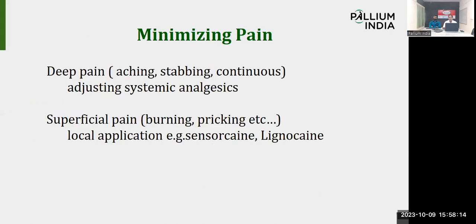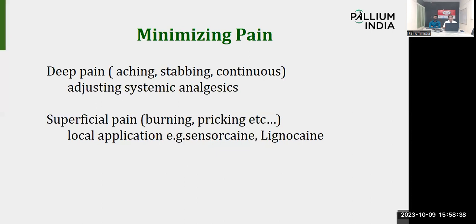Then, minimizing pain. If it is deep pain, aching, stabbing, continuous pain, then we have to adjust the systemic analgesic. If it is just a superficial pain like burning or pricking, that kind of local pain, we can go for a local application, that is Sensorcaine and lignocaine, right?